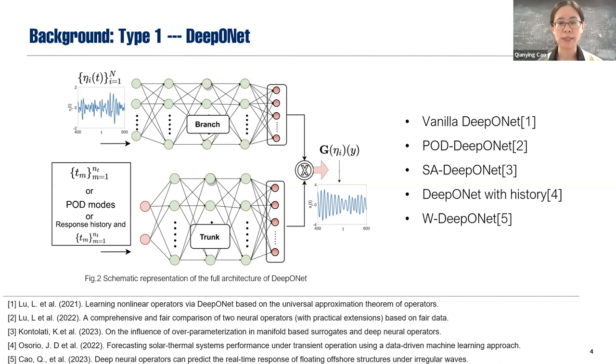the coordinates. Subsequently, some extensions of the DeepONet were proposed, including POD DeepONet, self-adaptive DeepONet, DeepONet with history, and wavelet DeepONet. These extensions perform better than their vanilla counterparts in specific problems.